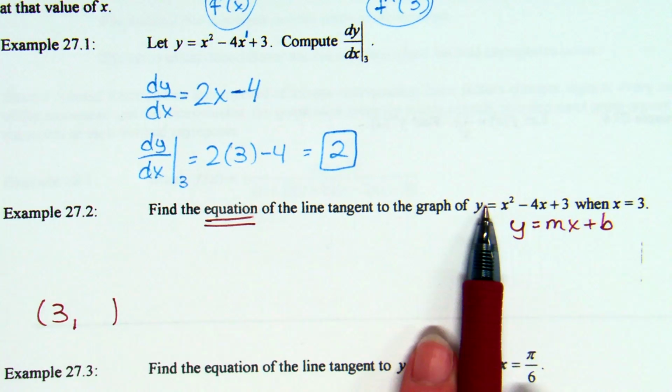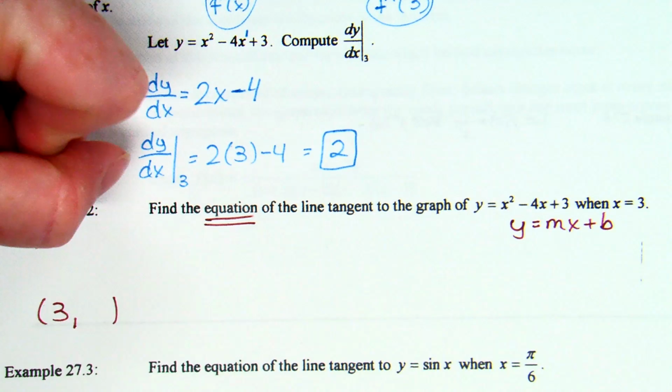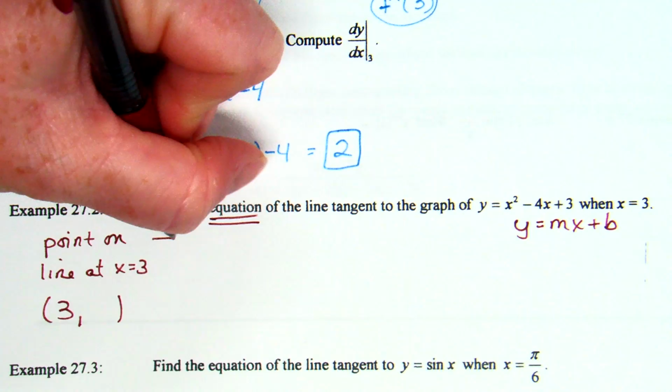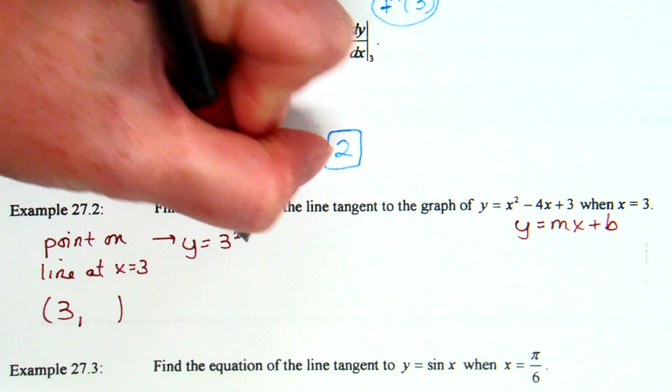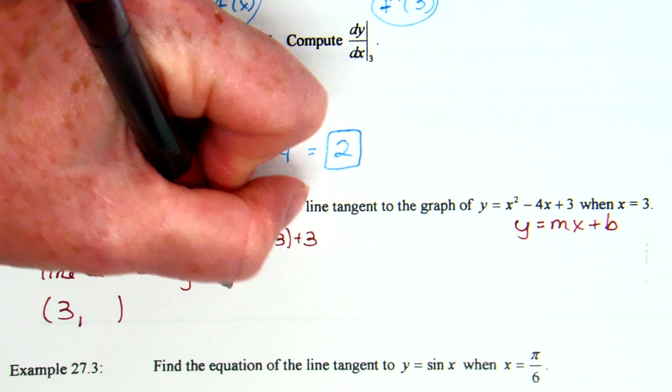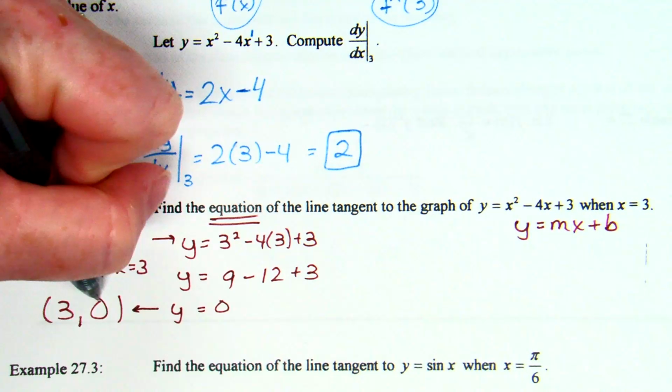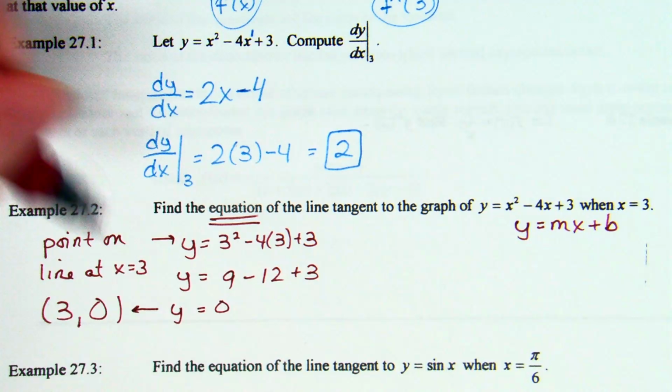The original equation, yes? What I'm trying to find right here is the point on the line at x equals 3. In order to do that, I'm going to do y equals 3 squared minus 4 times 3 plus 3. Do the math. 9 minus 12 plus 3, which is 0. And so this ordered pair is 3, 0.